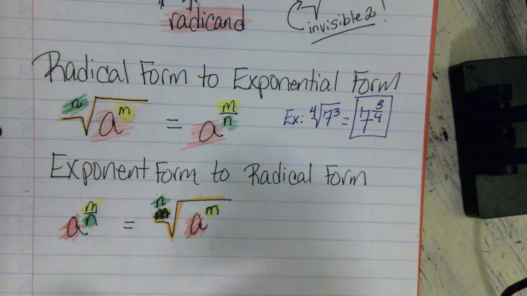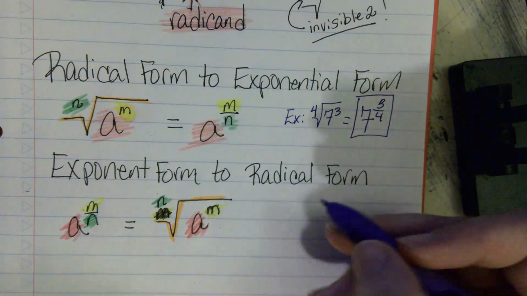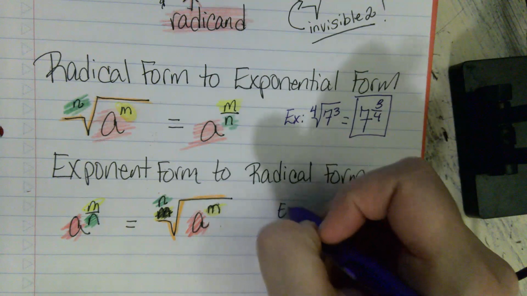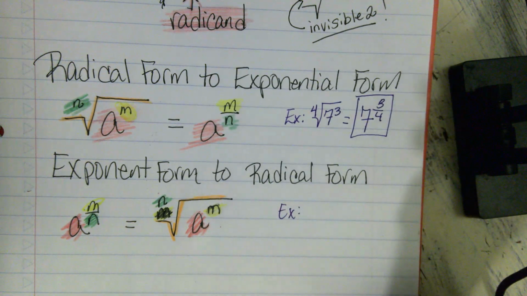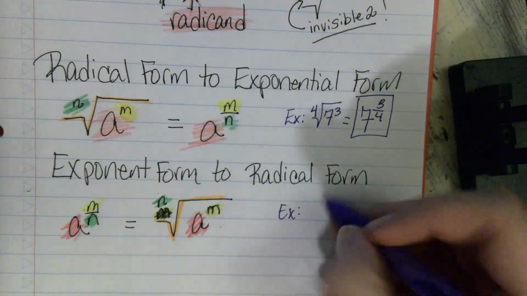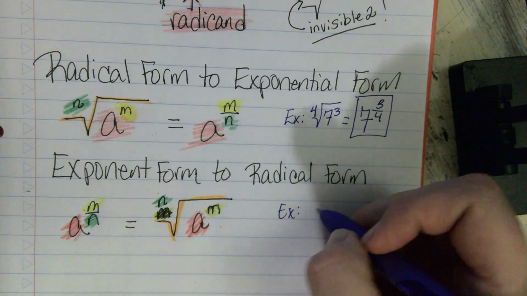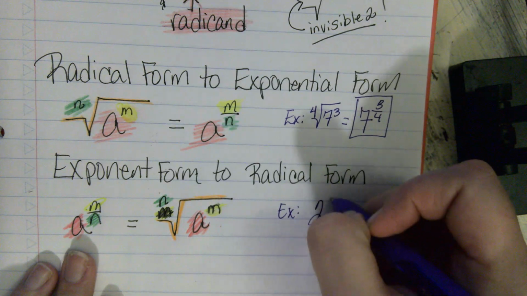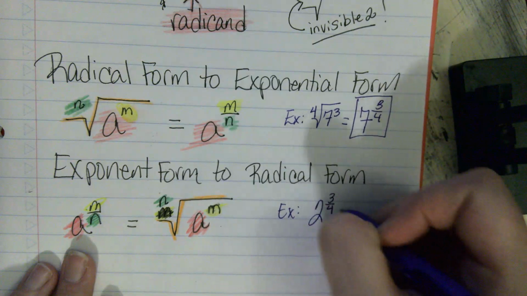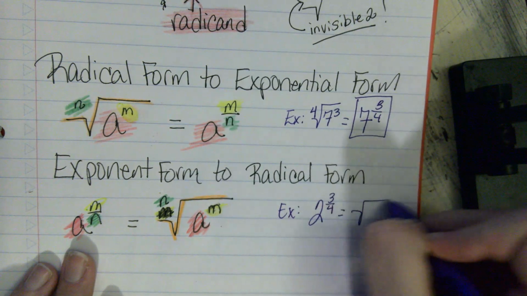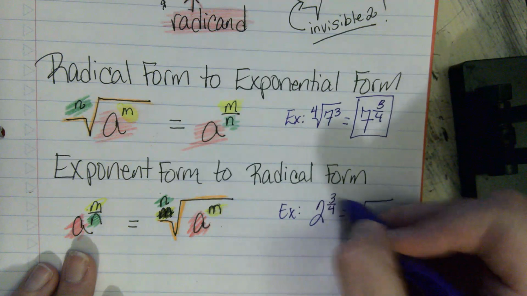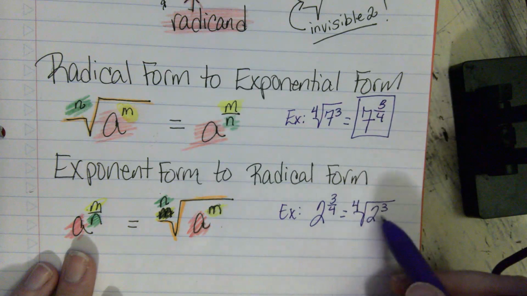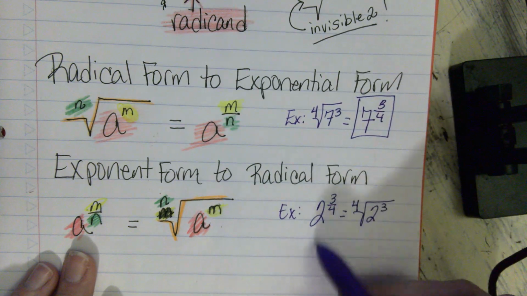Okay. And let's try vice versa here. I'm going to give one where, let's say, I don't have a radical. Here, let's say I have 2 to the 3 over 4 power. What would I do? So, 2 to the 3 over 4 power.